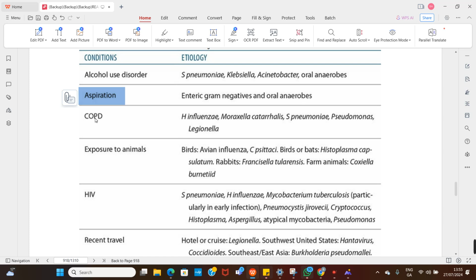COPD, think about all of them. All the causes of typical pneumonia can be implicated in COPD. So your strep pneumo, your H influenza, your moraxella catarrhalis, pseudomonas, because of the structural disease, they can develop pneumonia in COPD. So that's why, don't forget, what vaccinations do you want to give a patient with COPD?